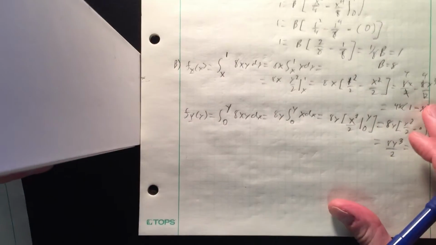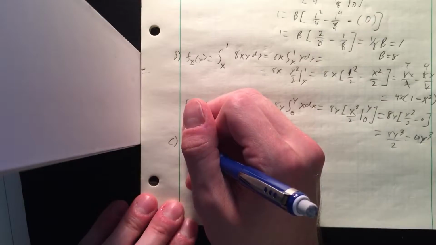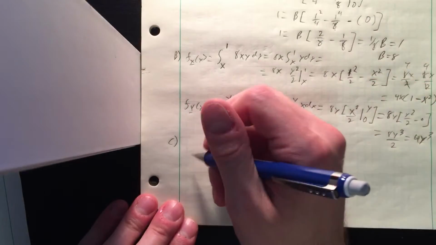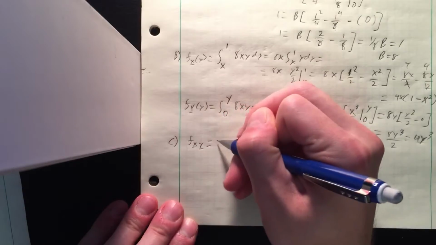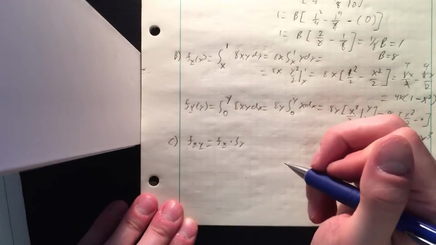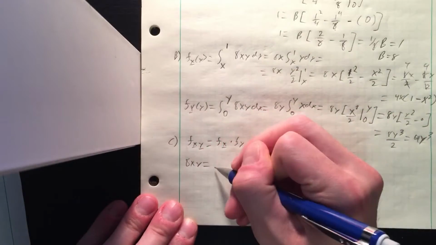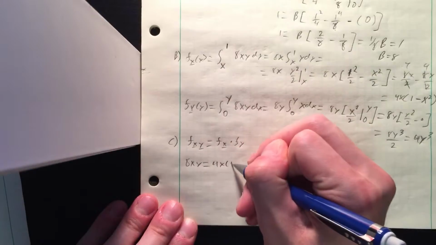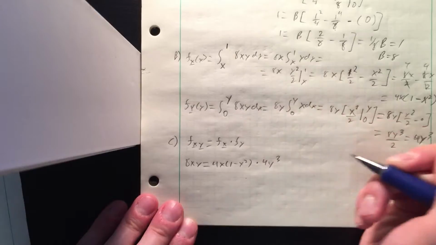Now our part C asks if we could disprove or prove that X and Y are independent. If X and Y are independent, f(x,y) would be equal to f(x) multiplied by f(y). So that's for independence. So 8xy would have to be equal to 4x times (1 minus x squared) multiplied by 4y cubed.